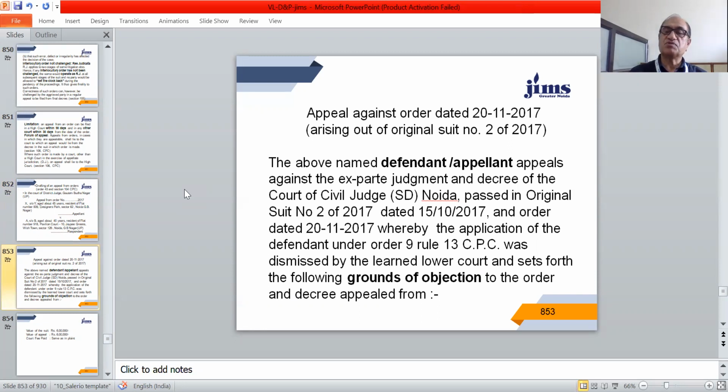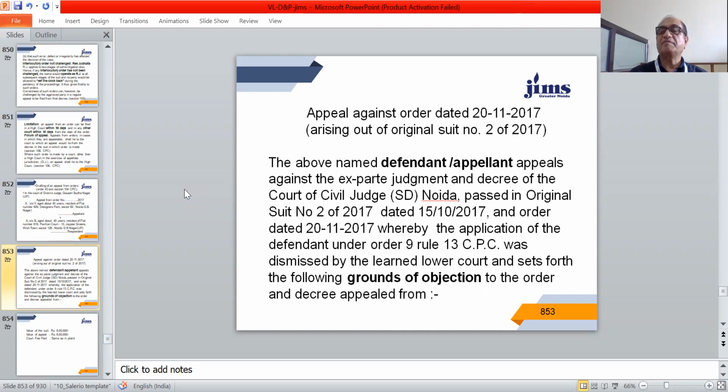In brackets, you are supposed to write down: arising out of original suit number, say it was 2 of 2017. Because you know the suit number. You do not know the appeal number against the order, but you know the original suit number.